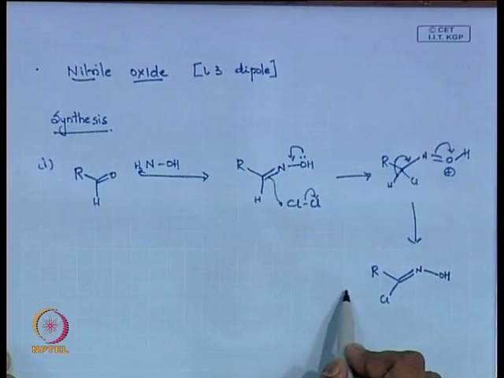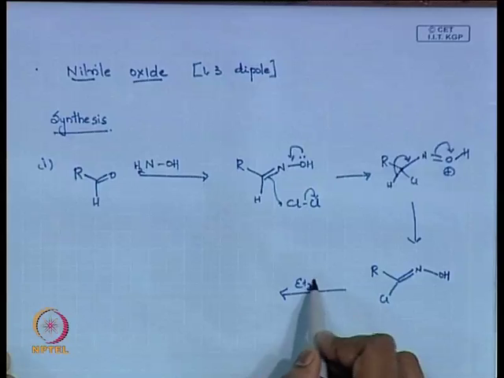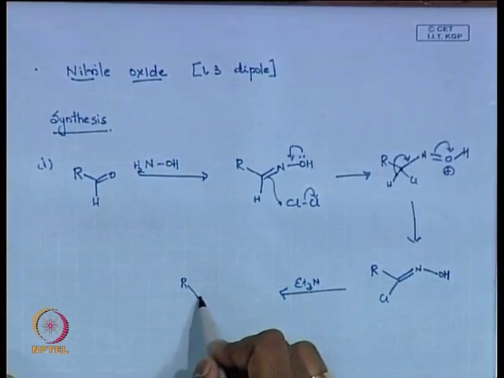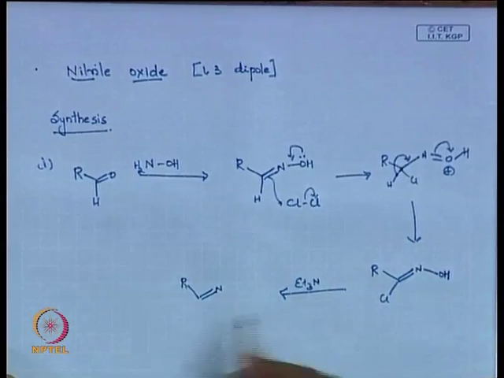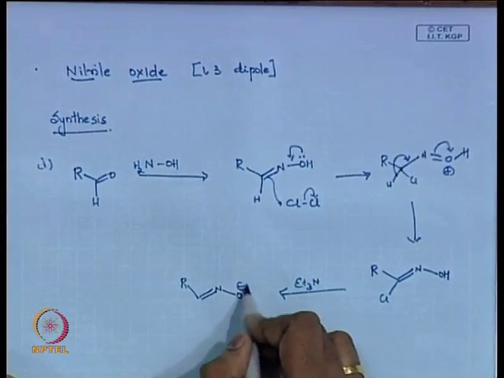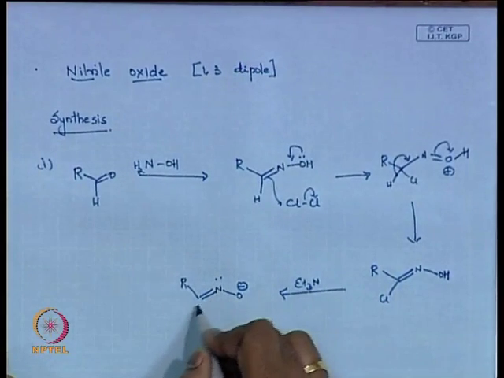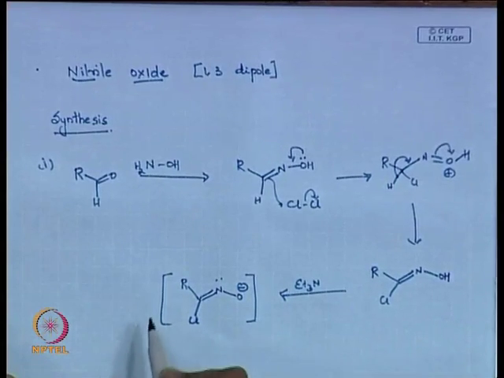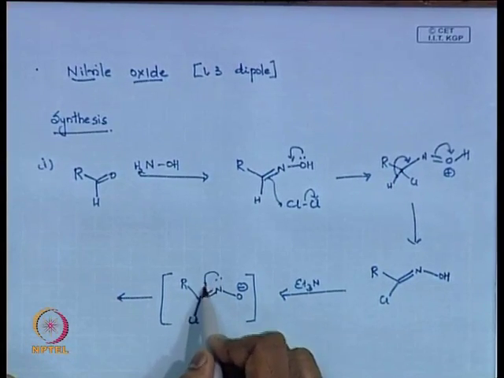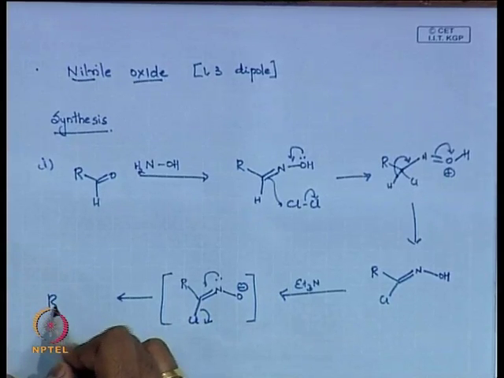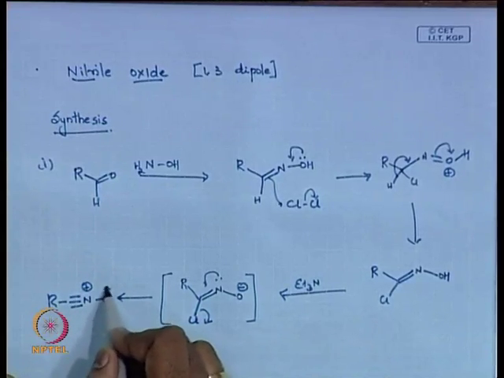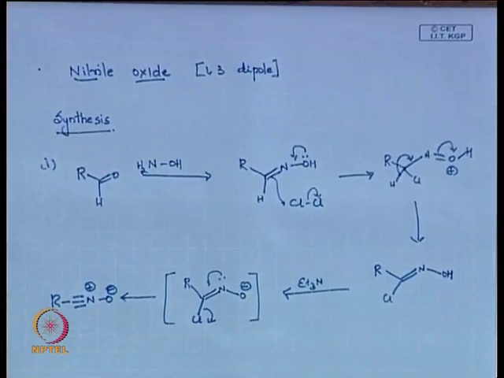If you have a little bit of triethylamine and you do this reaction, then that can abstract your proton, creating O minus with your Cl. This can then leave your Cl, giving you R, N plus and O minus. So, you can synthesize your nitrile oxide like this. Right?